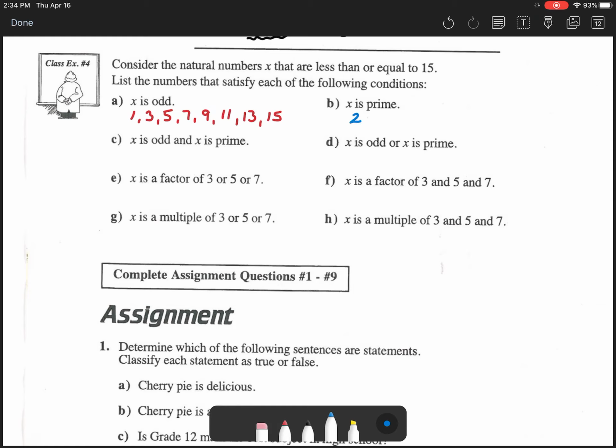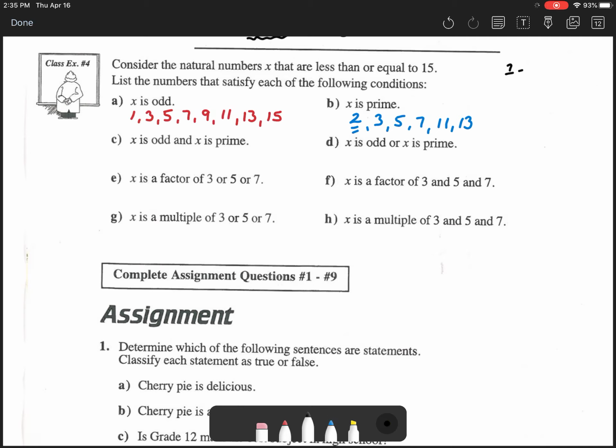Next is x is going to be prime. So again, prime numbers, the only factors they have are 1 and themselves. So the tricky one there is 2. Okay, people always think that 2 is not prime because it's even, but if you think about the factors of 2, it's only 1 and 2, so 1 and itself. So 2 is a prime number. Next, 3, 5, 7, 11, and 13. Okay, so all of those numbers, they only have 2 factors, 1 and itself.